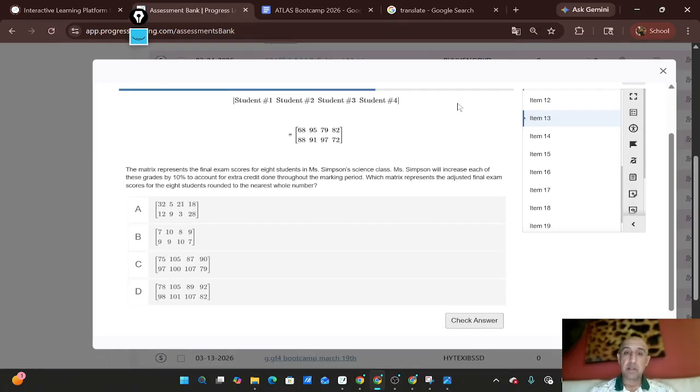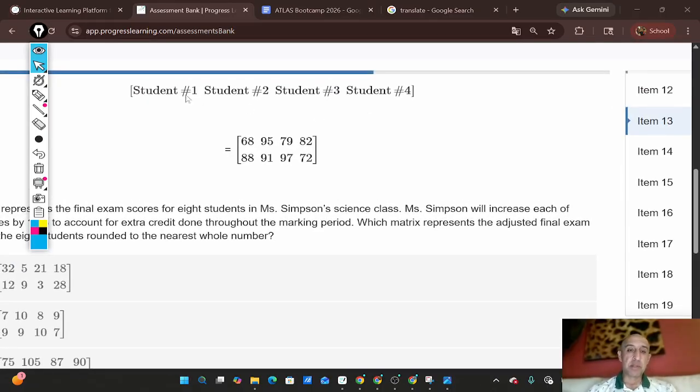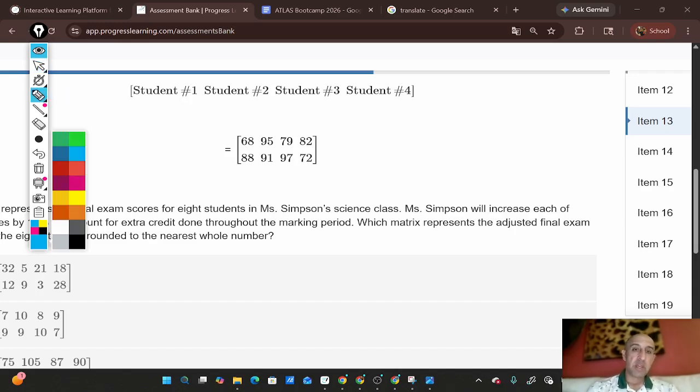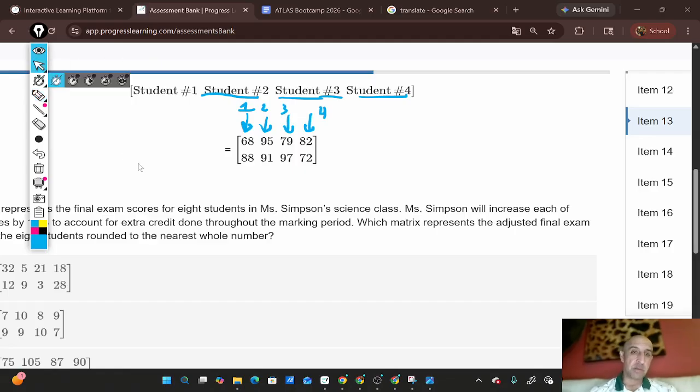For example, when we are talking about student number 1, we have the first column, which is student number 1. And when we are talking about student number 2, we are talking about column 2, student number 3 is column number 3, and student number 4 is column number 4.